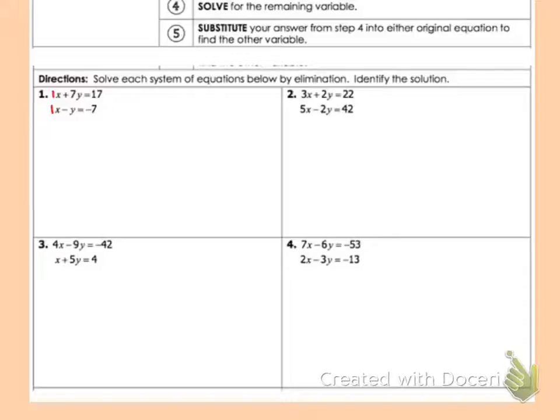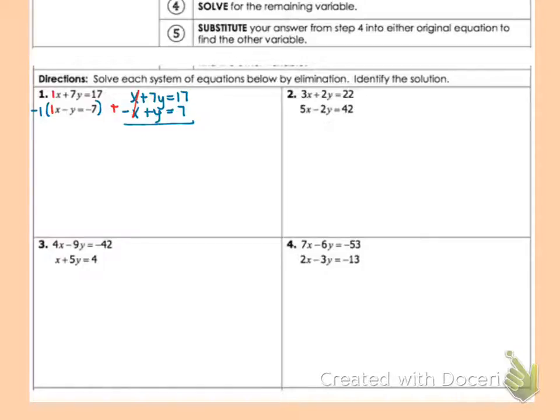And so what I like to do is, instead of using subtraction, I'll just multiply the bottom equation by -1, and basically that just changes the sign. So that original equation stays x plus 7y equals 17, but that bottom equation now becomes -x plus y equals +7. And now, because these have opposite coefficients in front, all we have to do is add the two equations together, and when we do that, the x's will just cancel each other out.